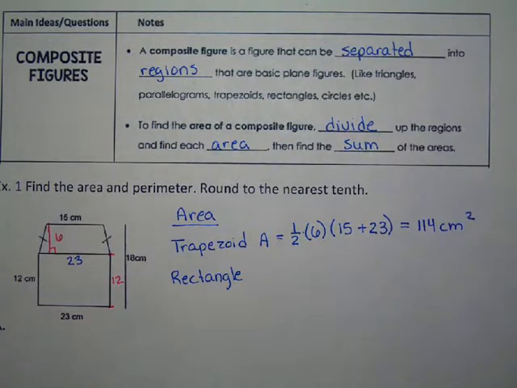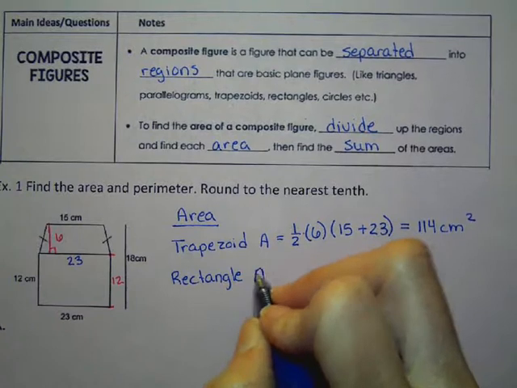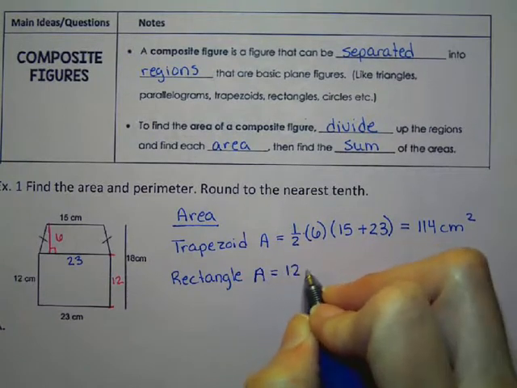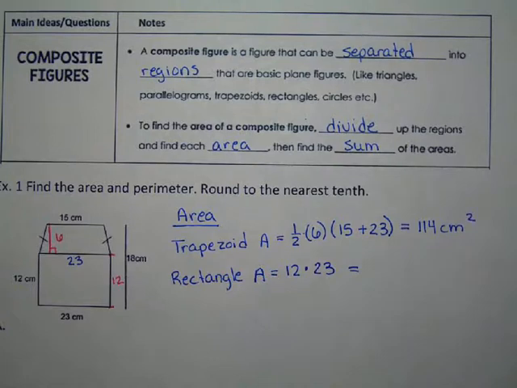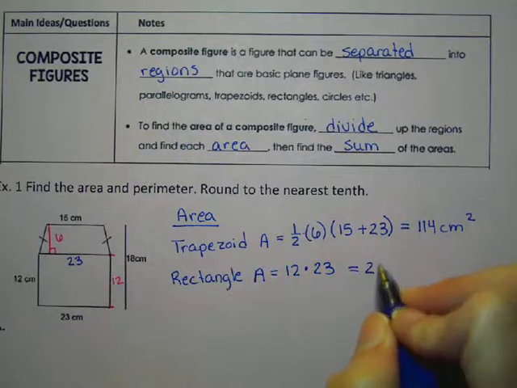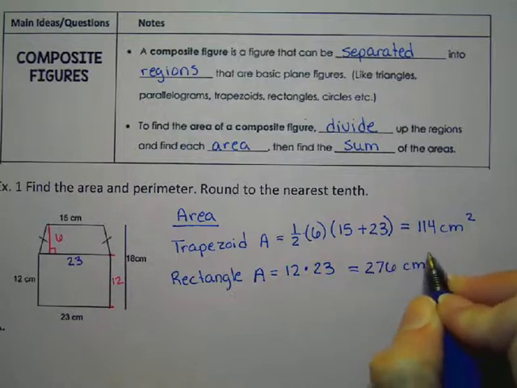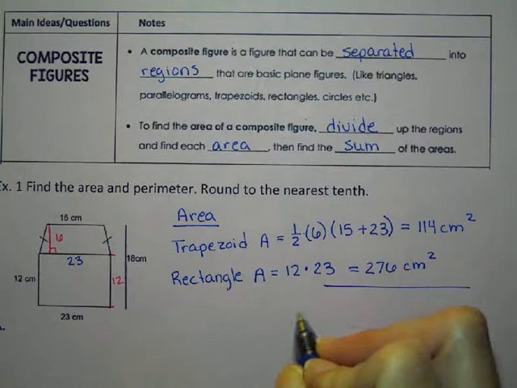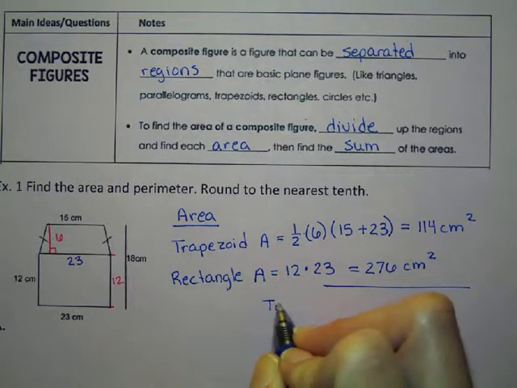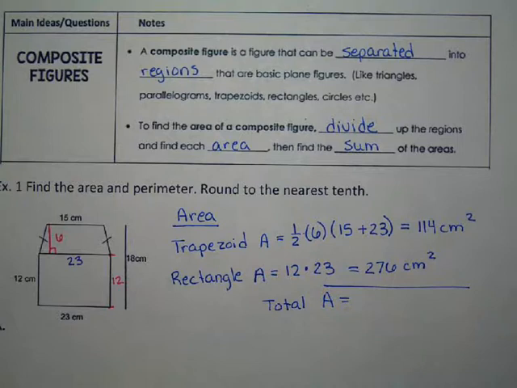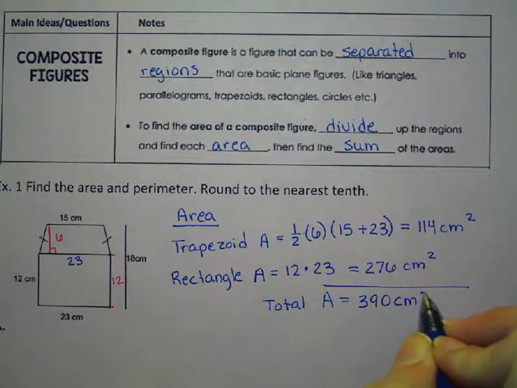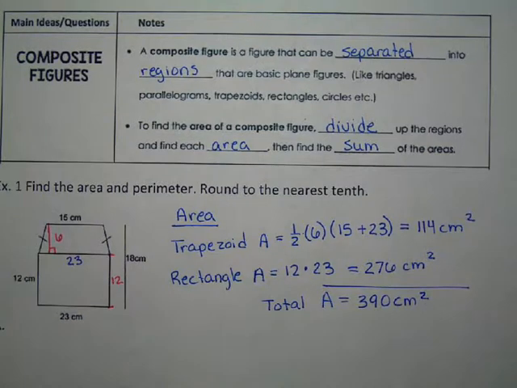The rectangle part is length times width, so we're going to do 12 times 23, and you can do 23 times 12, it doesn't matter which way you write that one, and you get 276. So if you add those two together, total them up, total area equals 390 centimeters squared. Okay, so find a couple shapes, find the areas, add them together.